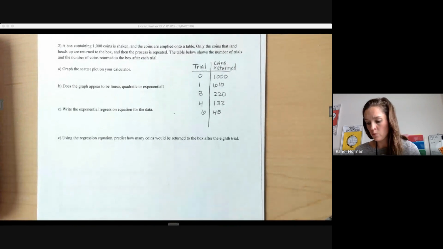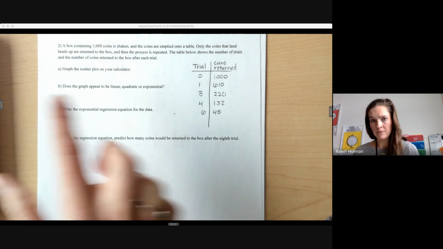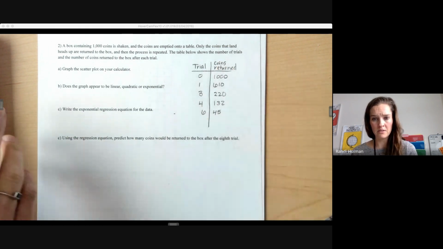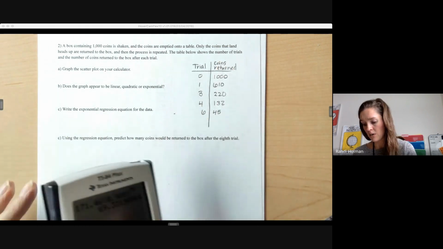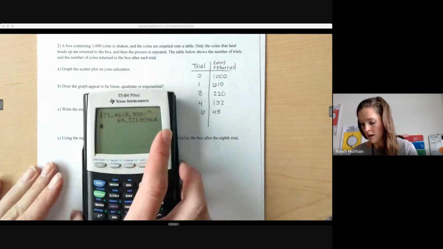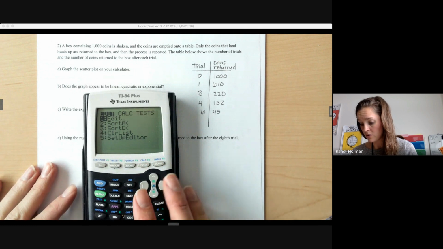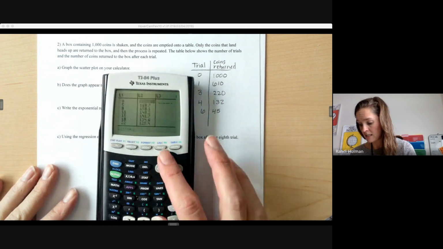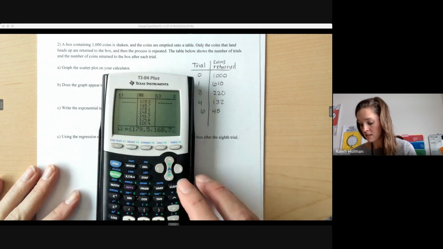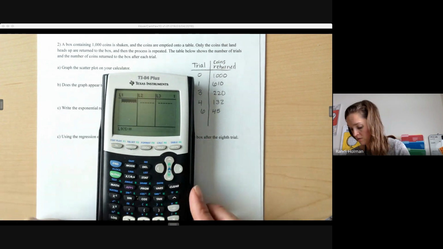So a box contains 1,000 coins, is shaken, the coins are emptied onto a table, only the coins that land heads up are returned to the box, then the process is repeated. The table below shows the number of trials and the number of coins returned in the box after each trial. Okay, so we have this table here that's not in your notes. So if you want to add that in, that would be a great idea right now. While you do that, I'm going to create a scatter plot on the calculator. So another new skill. So we're going to go back to our edit, clear out my list, and put my new values in here.